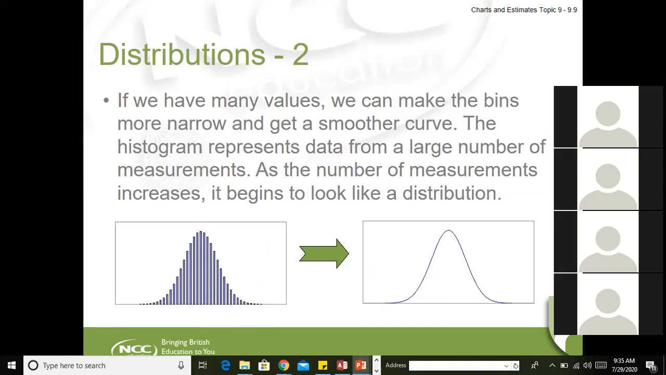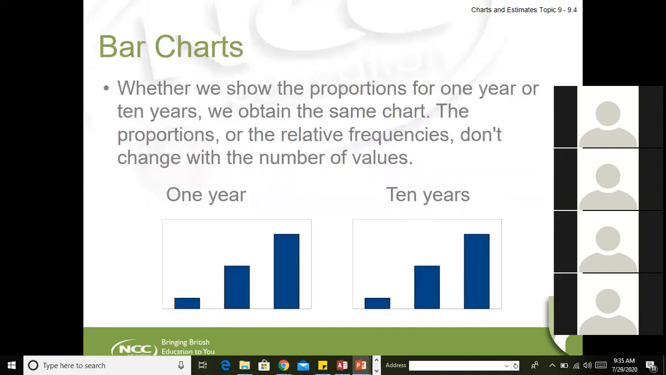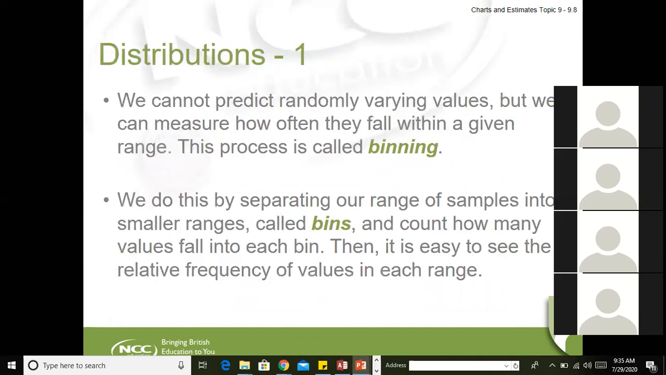The histogram is these bars we have, these three bars in one year, three bars in ten years. Each bar is called a histogram. In this chart, we call it a bar chart. Histograms are found in a bar chart.